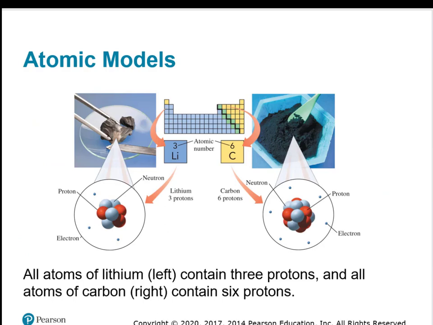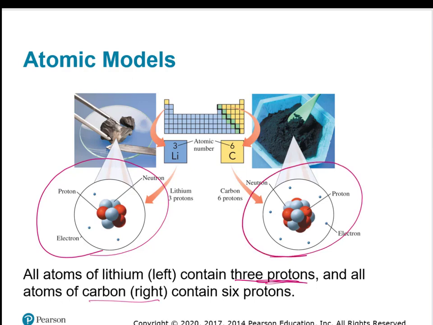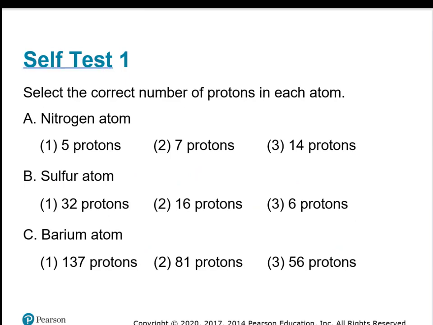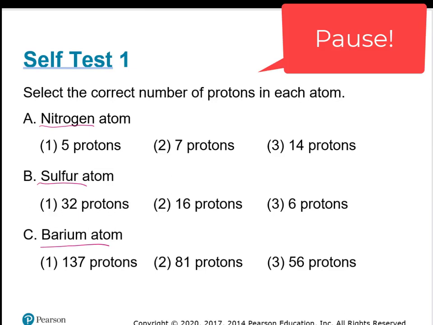Let's look at atomic models. All atoms of lithium, here's an atom of lithium, contain 3 protons. And all atoms of carbon, here's an atom of carbon, contain 6 protons. So I can look at that periodic table, and all lithium atoms have 3 protons. All carbon atoms have 6 protons. Select the correct number of protons in each atom. Why don't you look at the nitrogen, sulfur, and barium atoms to figure out how many protons there are.